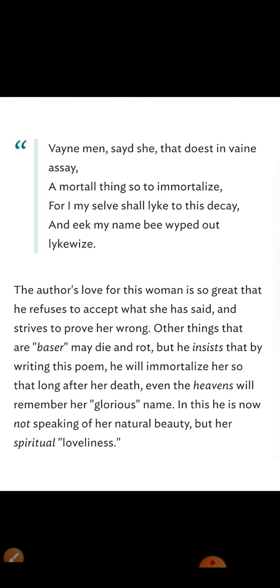The author's love for this woman is so great that he refuses to accept what she said and strives to prove her wrong. Other things that are baser may die and rot, but he insists that by writing this poem, he will immortalize her so that long after her death, even the heavens will remember her glorious name. In this, he is now not speaking of her natural beauty, but her spiritual loveliness.